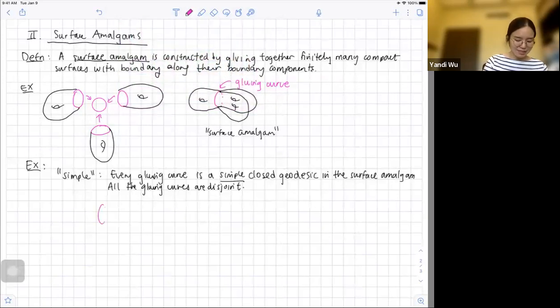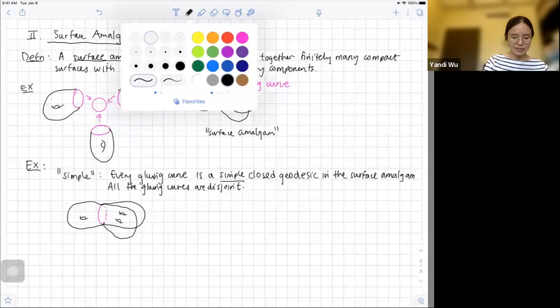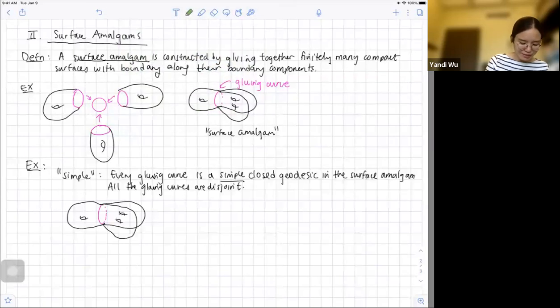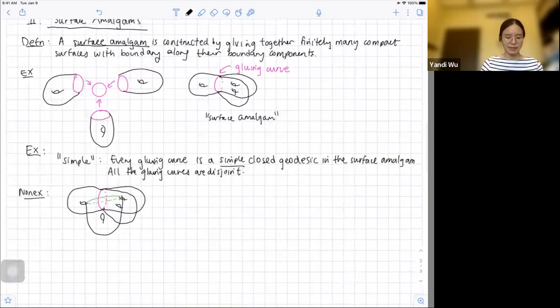I'm just going to draw an example where I don't have a simple surface amalgam, but this is a case that I'm hoping to generalize to in the future. If I have my surface amalgam from earlier and I glue on an extra torus so that the gluing curves intersect, this is actually a non-example because you have two intersecting gluing curves. So these are not examples, these are restrictions.